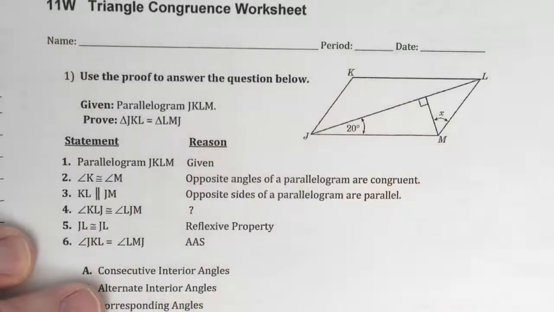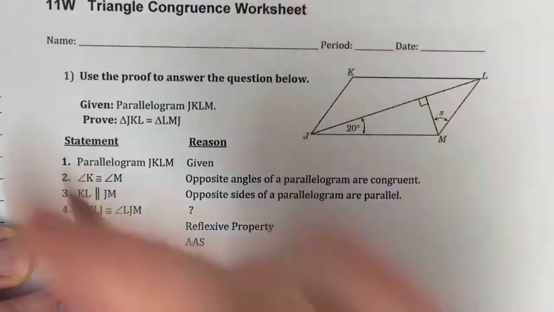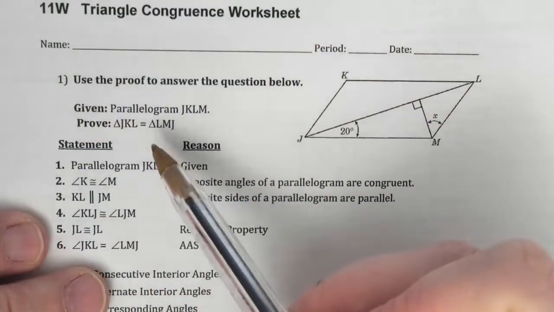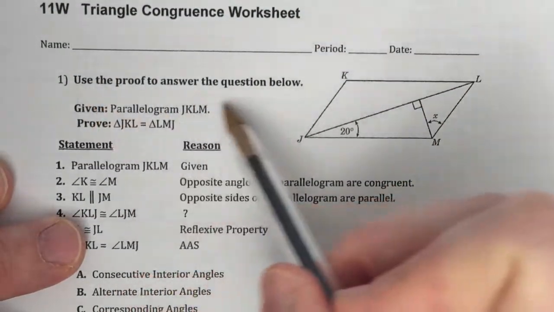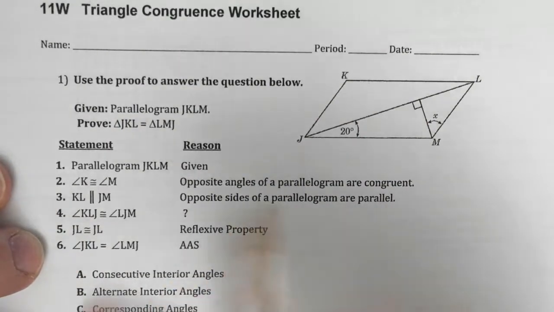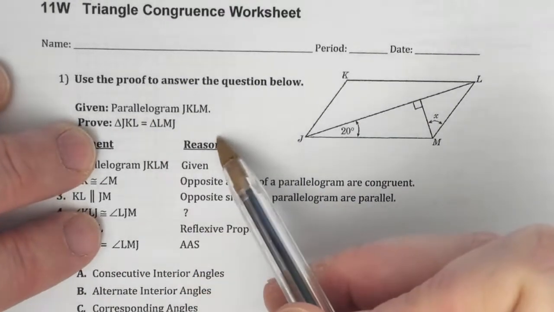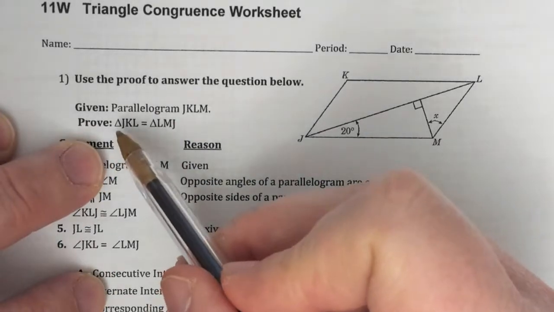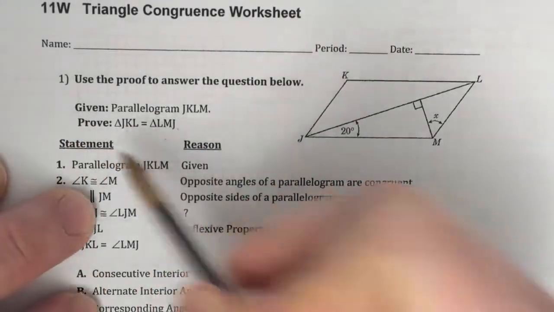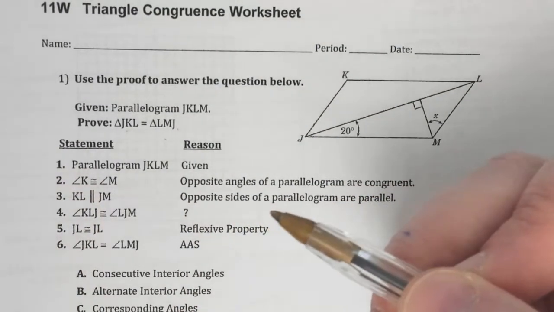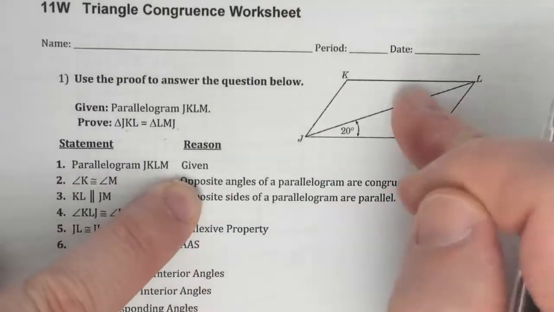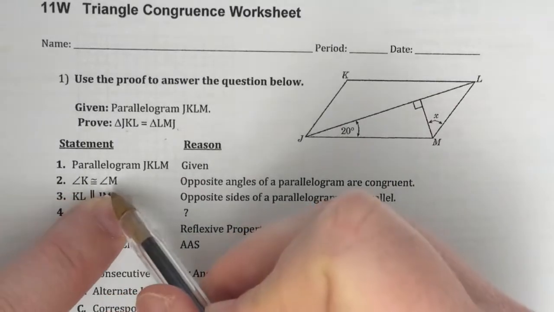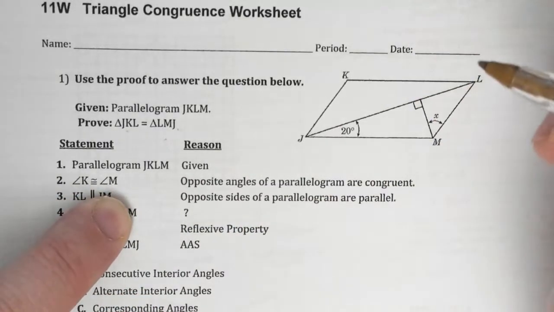All right, so moving on to page 11, use the proof to see if this works, right? So this is a parallelogram, right? So using the parallelogram rules, knowing the parallelogram rules, we need to prove that these two triangles are congruent. All right, so just fake it till you make it, right? Parallelogram, so it's a parallelogram, it was a given. All right, angle K equals M. I have no idea what's going on, I'm just faking it.